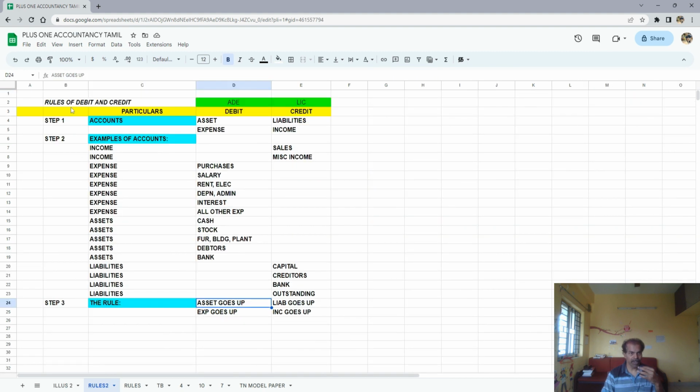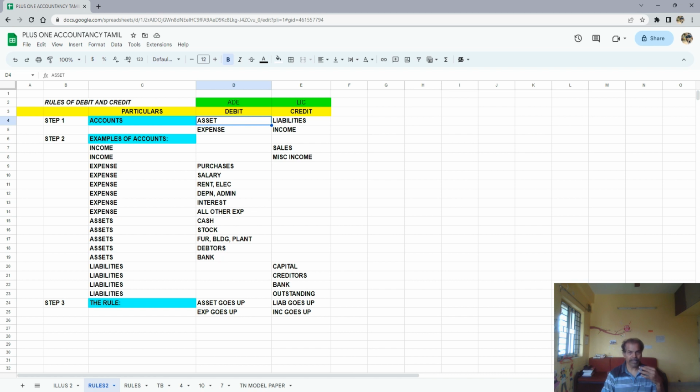Yesterday, I gave the rules of debit and credit. It is in three steps. First step is you identify which account head it belongs to. Liabilities and income will be credited. Asset and expenditure will always be debited. Then in each account head, what are the various possible accounts you can have?